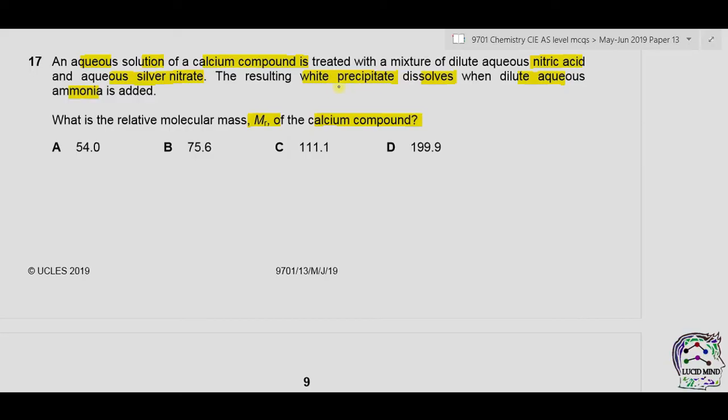Now we know that the white precipitate formed by adding silver nitrate to a solution of calcium compound could be silver chloride, which is a white precipitate, and it is also soluble in dilute aqueous ammonia. This test is done for the presence of chloride ions, so it means that the calcium compound is calcium chloride.